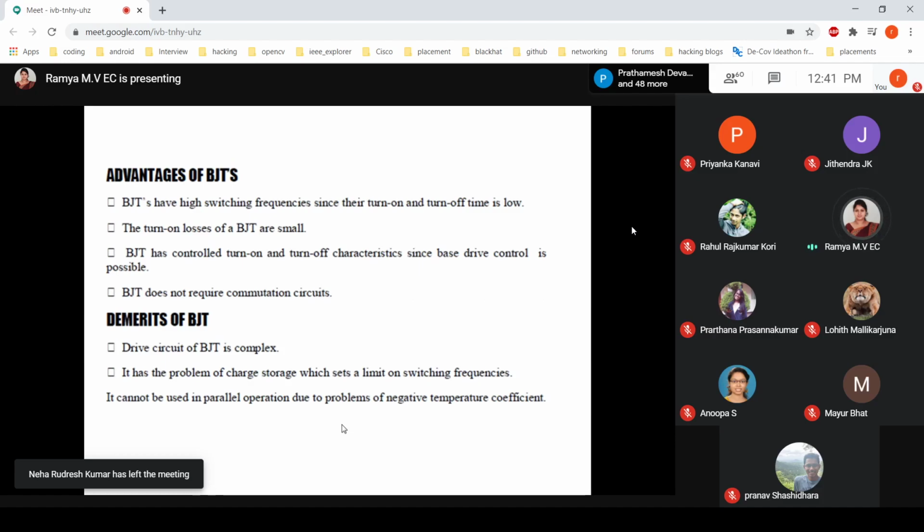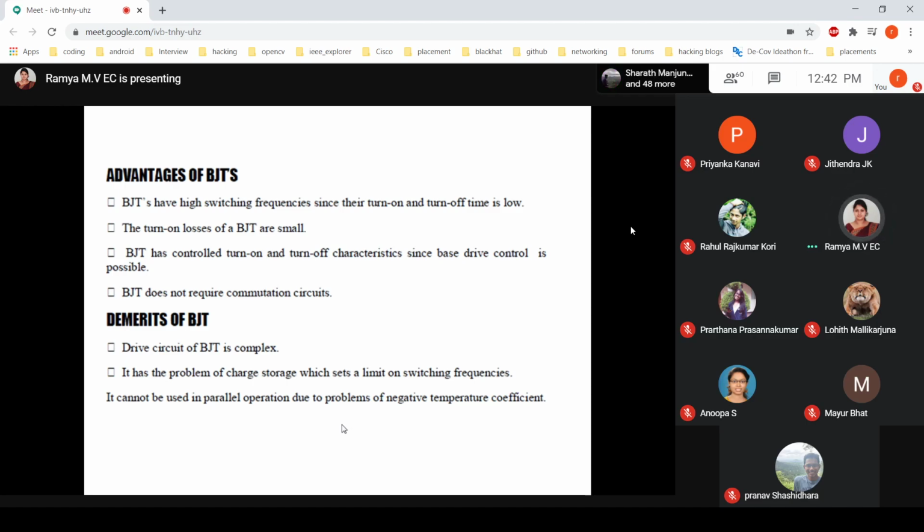So the advantages of power BJTs: they have high switching frequencies since the turn on and off time is low. Turn on losses of the BJT are small. The BJT has controlled turn on and turn off characteristics since base drive control is possible. The BJT does not require commutation circuits, which means another circuit to turn on the device is not required. The base terminal acts as a current control device, controlling the flow of the current.